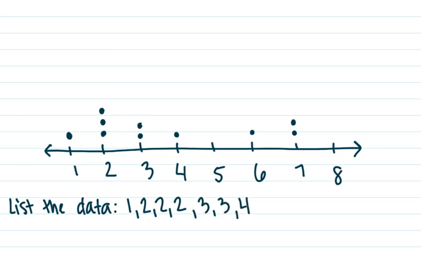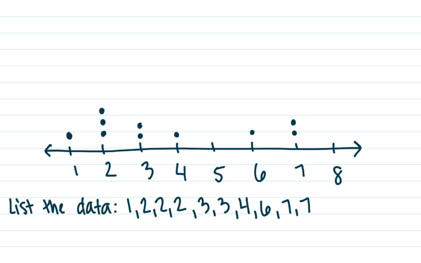1 4. I don't have any dots over 5, so that means I don't have any 5s. And then I have 1 6, and then there's 2 dots over 7, so 2 7s. And then I don't have any dots over 8, which means I don't have any 8s in my data. So if I was to list out my data, this would be it right here, okay? 1 2 2 2 3 3 4 6 7 7.